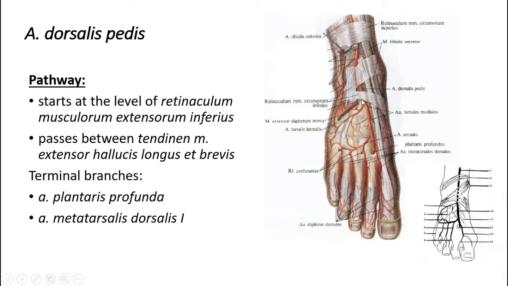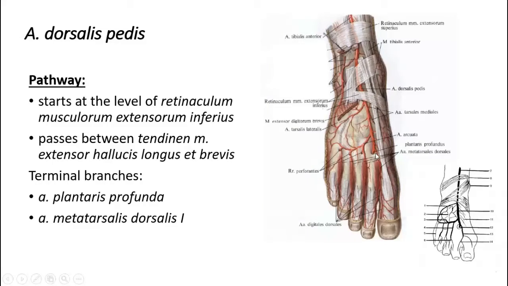So the arteria dorsalis pedis, so here we can see, is just the direct continuation of the arteria tibialis anterior under the retinaculum musculorum extensorum inferius inferior border. And this artery, you can see that it's pretty big and it goes toward the first intermetatarsal space. And here it stops.